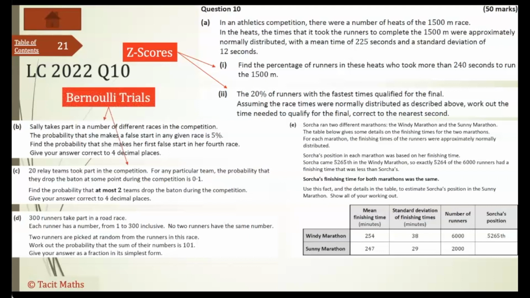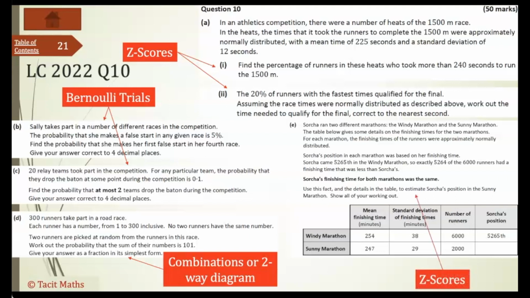Now D and E would be quite difficult to identify how you would approach them, right? So once we read through part D, you might realize it's a combinations question. Now there's two ways of actually doing this question, and interestingly, with part E, once we read through it later on, you'll see that it's actually a Z-scores question as well, right? So Z-scores, Bernoulli trials, and then back to Z-scores again.